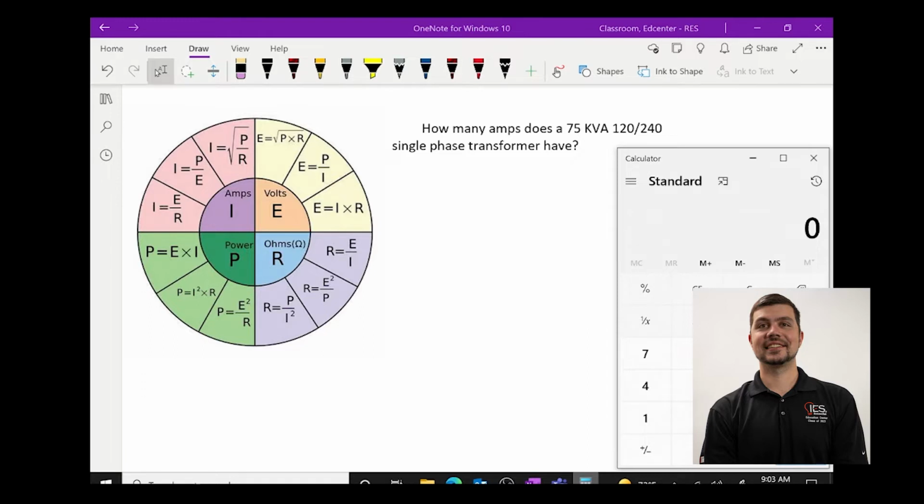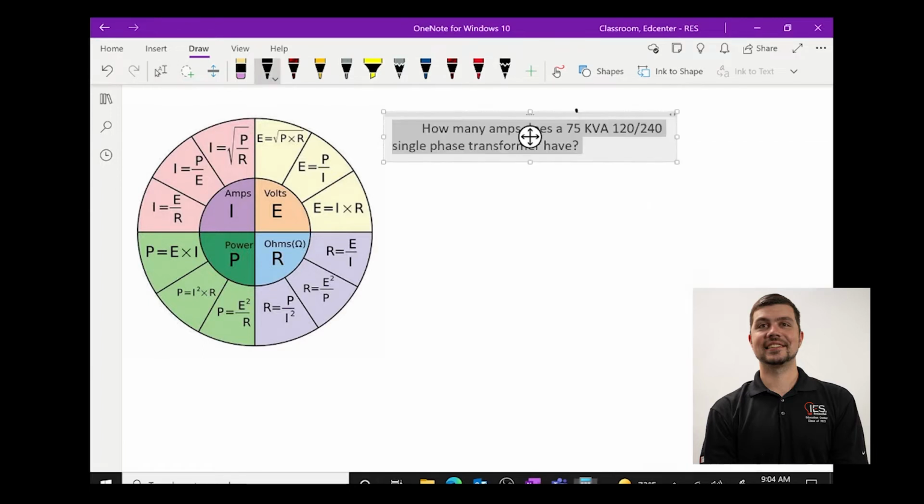So, right now coming into it, how many amps does a 75 kVA 120/240 single-phase transformer have? A little simplified. Breaking it down, the K is going to stand for 1,000, the VA is going to stand for volt amps, like we talked about before, which is another unit of power. Whereas the 120/240 is the volts.